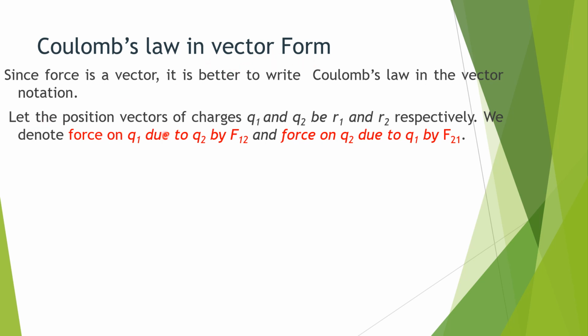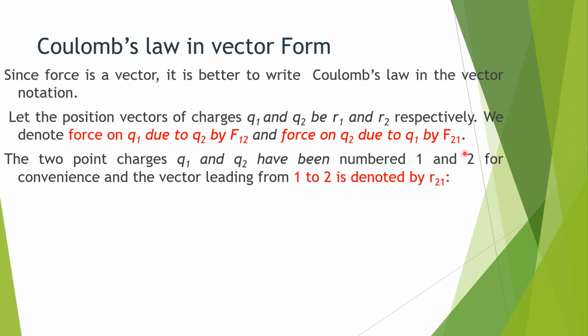So let the position vectors of charges q1 and q2 be represented by r1 and r2. We usually represent position vectors using the notation r1 and r2. Another important notation we are using here is F12 and F21. What do you mean by F12? F12 means the force on Q1 due to Q2. Similarly, F21 is the force on Q2 due to Q1. These are the two important notations we are using here, okay, F12 and F21.